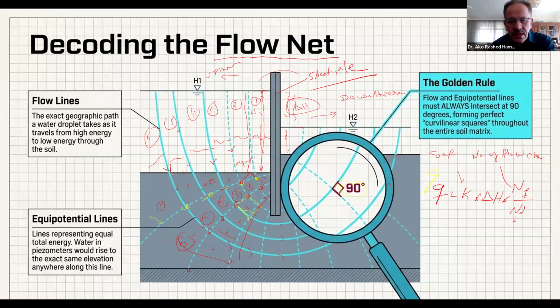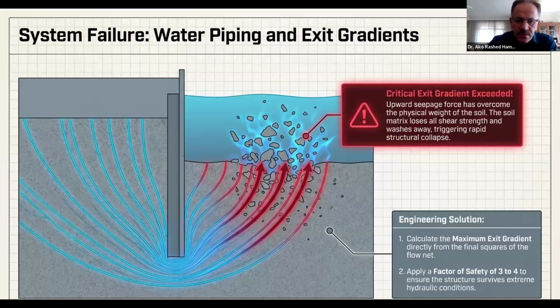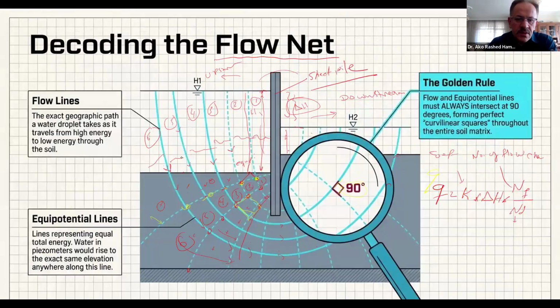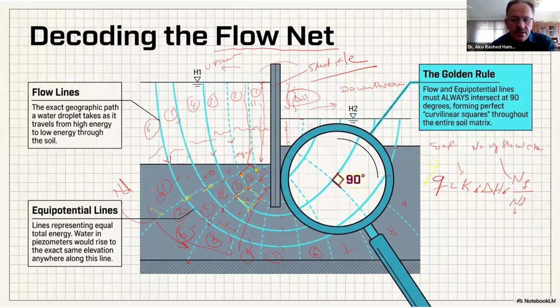Now for this one, you have to calculate that the first drop is here: 1, 2, 3, 4, 5, 6, 7, 8, and 9. So the number of drops will be like this, and the number of flow channels will be like this.